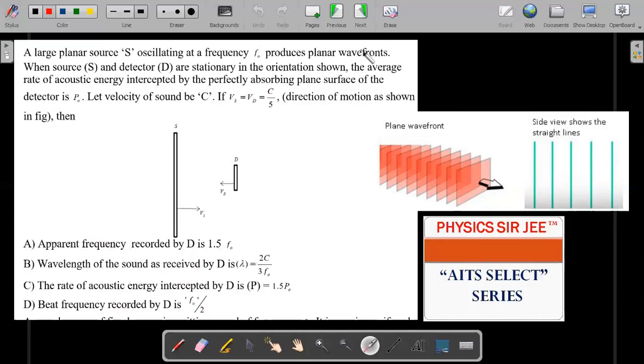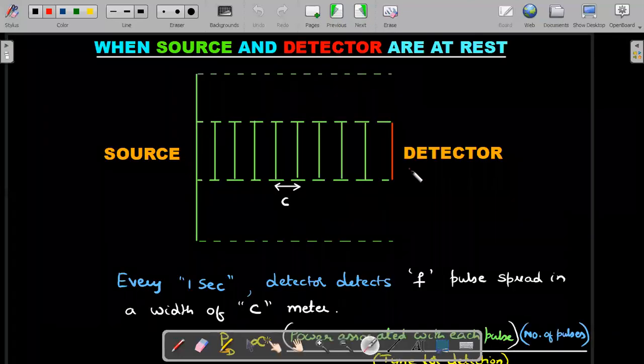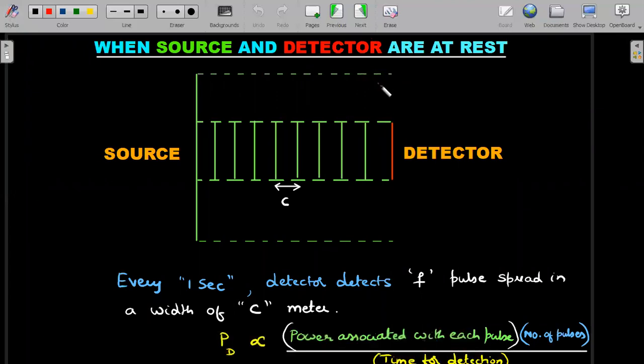First, we'll do it in 2 parts. We'll investigate what happens when these two are actually at rest. This is the page which goes into the understanding of the 2 things at rest. The source, which is this side, the green planar line you could see, and the detector, which is the red planar line here, are at rest right now.